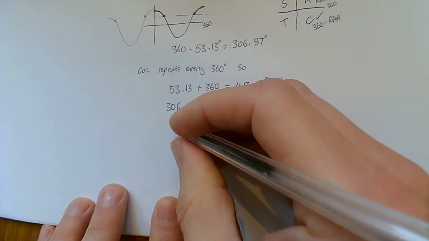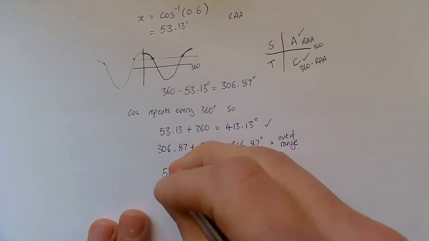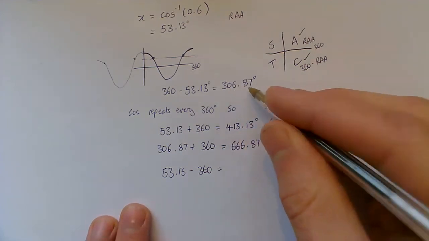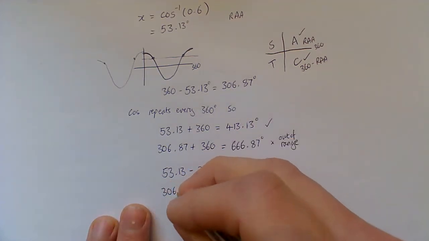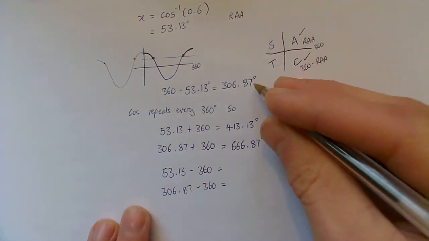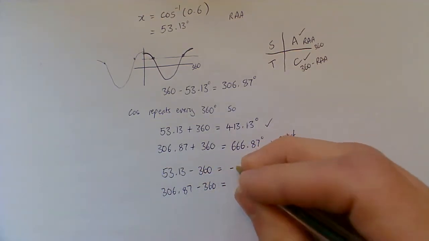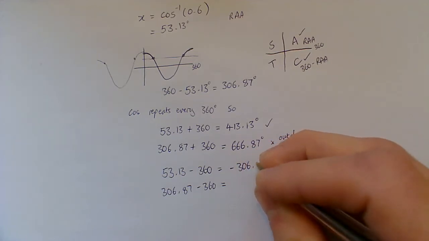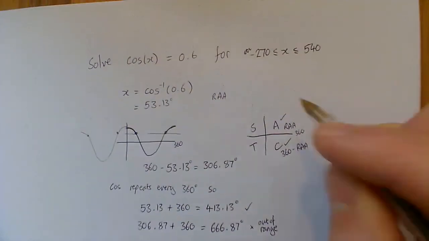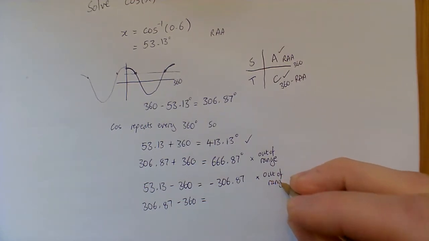What are they? Well, let's try taking 360 away from our different values. So let's do 53.13 take away 360. We can do 306.87 take away our 360. And we can find out what we've got. So first one there, if we do 53.13, we get minus 306.87. Well, that's no good because that's outside of our range. We only wanted down to minus 270. So that one is out of range.